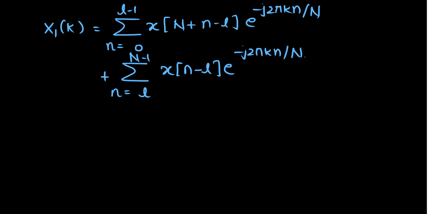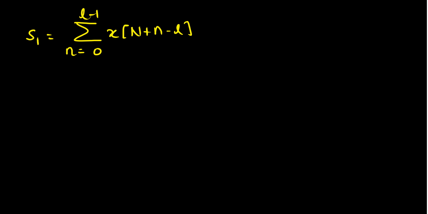Now let us consider these two summations individually, so we can just write it as S1 plus S2. So let us consider this S1 first. So we have S1 is equal to summation n running from 0 to L minus 1 x of n plus n minus L multiplied by e to the power minus j 2 pi kn by n. Now let us substitute m equal to n plus n minus L.